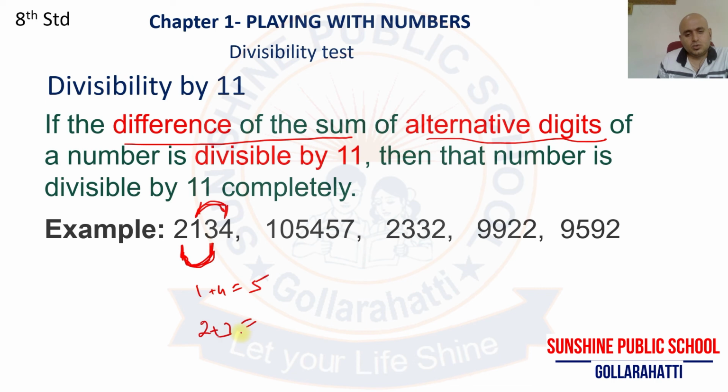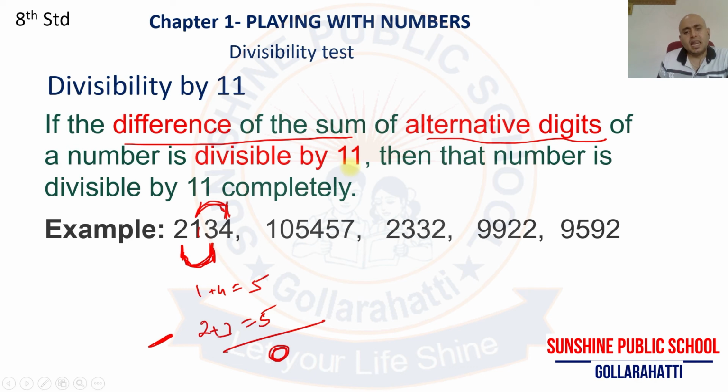And you should subtract, see the difference of the sums. I am subtracting the sums, that means 5 minus 5 is 0. Difference of the sum of alternate digits. Alternate means skipping one, one after another. So this is called alternate digits.